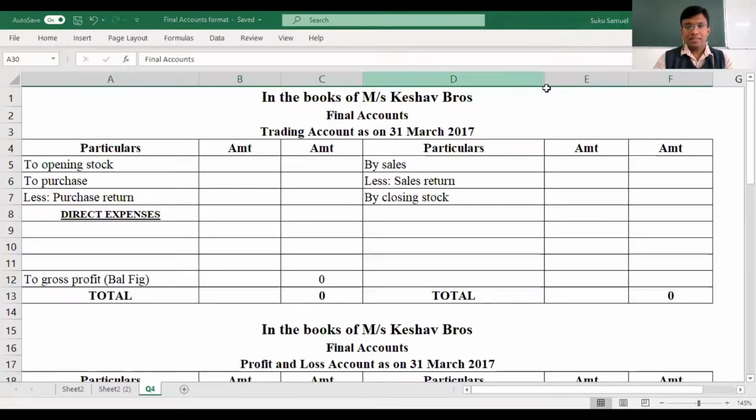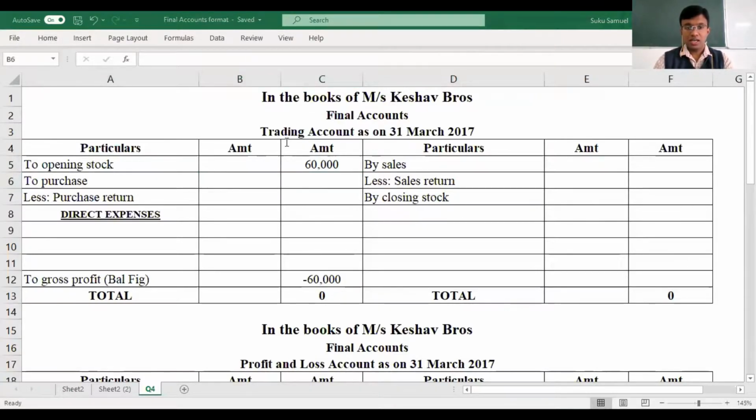Now we will be preparing the final accounts of MS Keshav Brothers. And remember, we've been asked to prepare all three statements: trading account, profit and loss account, and then the balance sheet. Let's start off with the trading account. The first item that we have to consider is the opening stock. So how much is the opening stock? Opening stock is 60,000.